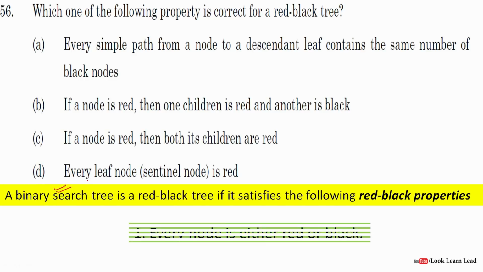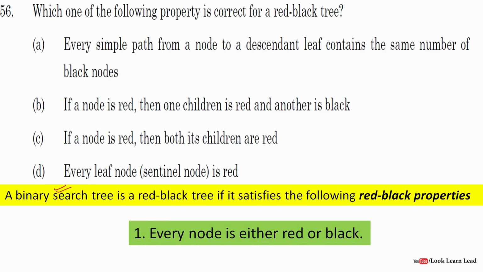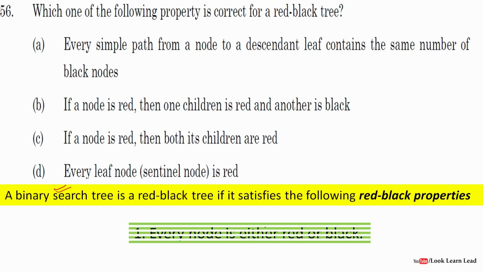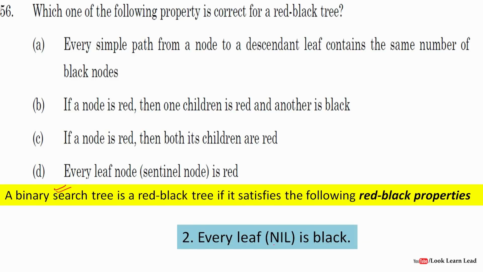The first property of the red-black tree is every node is either red or black. It is not an option, but you have to know that every node has some color. Next, every leaf is black. We are talking about the leaf node, which is a sentinel node. So every sentinel node is black. So it is in our option D. So our option D is true.